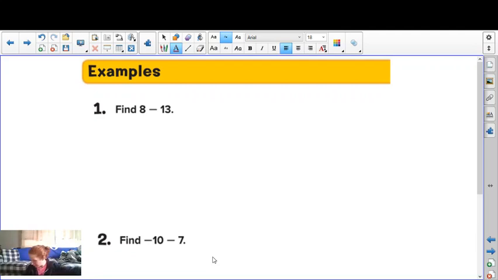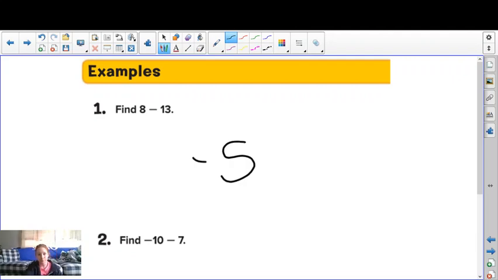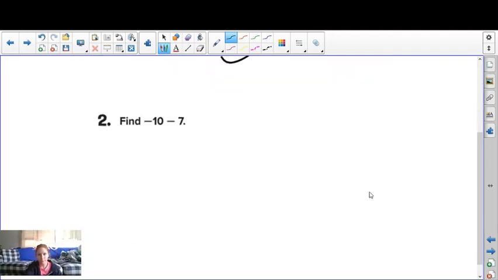All right, 8 minus 13. So if I go down 8, I'm at 0, and then I've got 5 left over, so my answer here is negative 5. Negative 10 minus 7. So I'm already down 10. I'm going to go down 7 more. So negative 17.